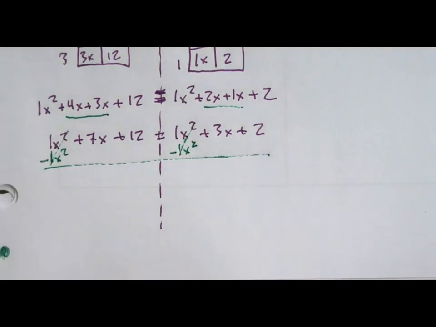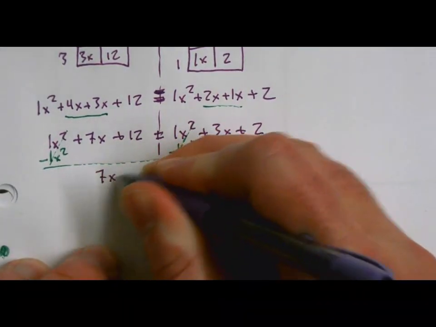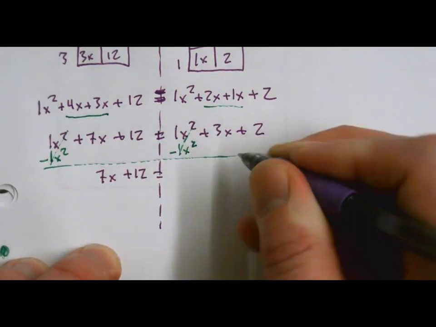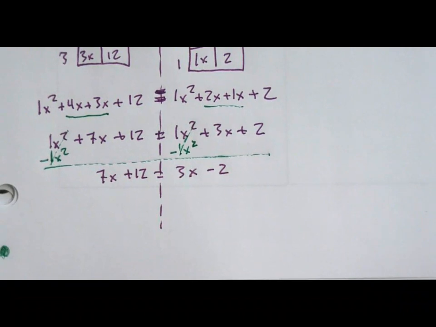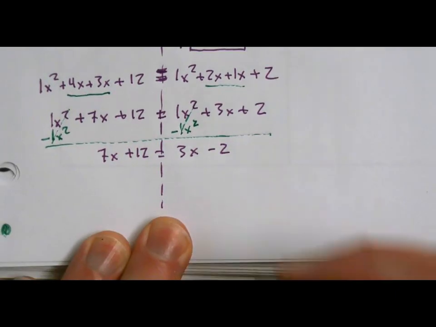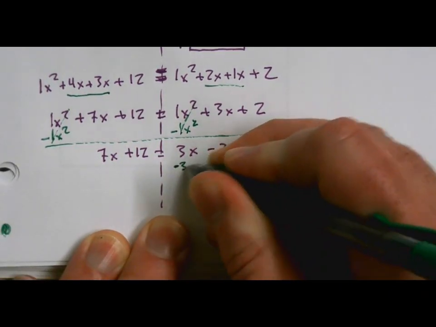I'll bring down my next step. We've still got a 7x and a 12 over here. I've still got a 3x and a minus 2. And I don't think I'm quite done with this step because I still have x's on both sides. Can't get x by itself if it's in 2 different places. So do you want to get rid of the 7x or do you want to get rid of the 3x? 3x? All right, it's a positive 3x, so how are we going to get rid of it? We'll do minus 3x on both sides.